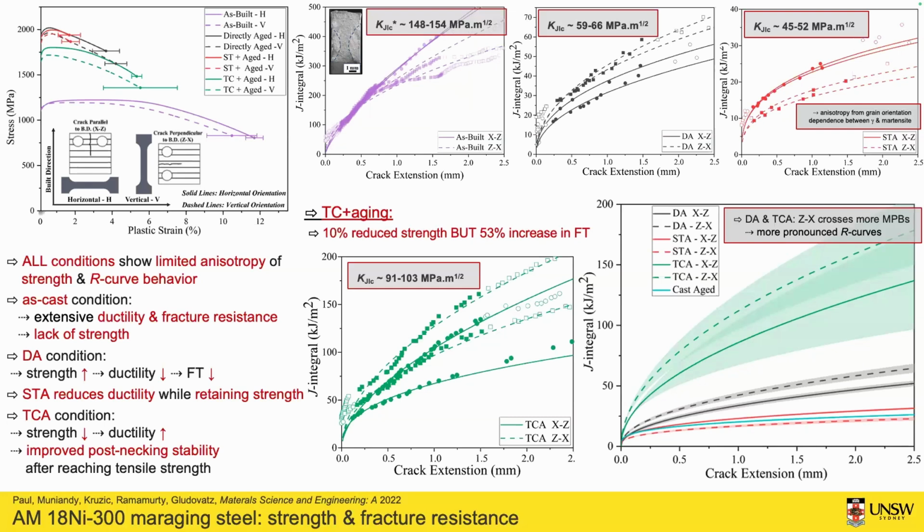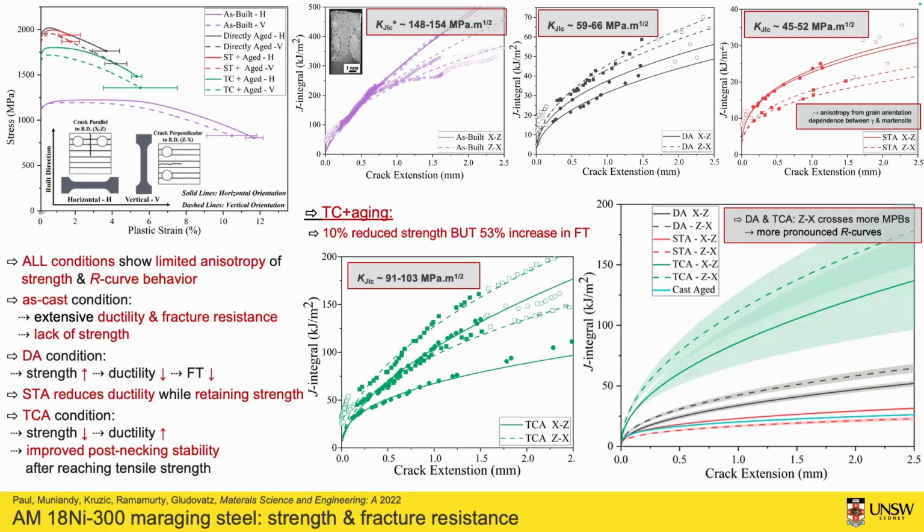Now, this is not the direction we want to go. If we compare, however, the thermally cycled material, we lose a little bit in strength, about a 10% reduction, gain post-necking stability and increase the ductility of the material, but at the same time, the fracture toughness now increases to about 100 MPa root meter. And this combination of strength and fracture toughness is something that we cannot really get from the conventionally processed material.